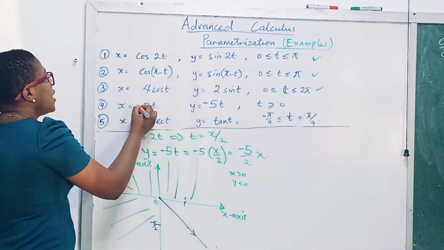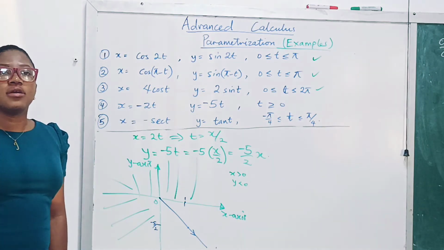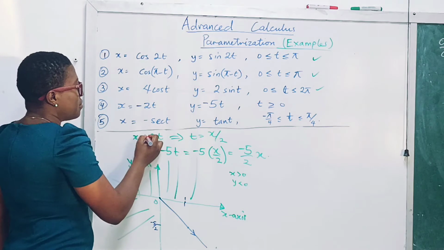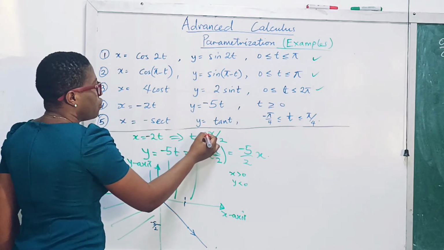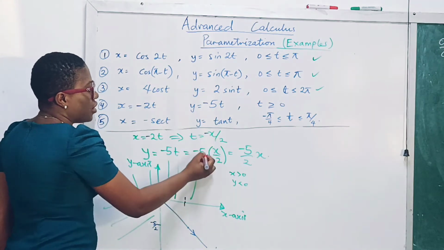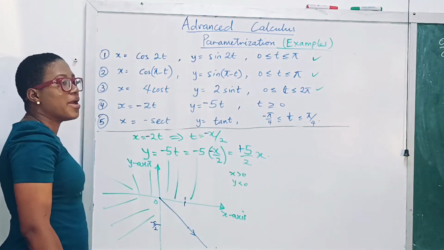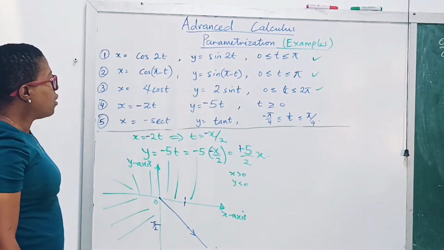Now, if both of them are negative, what will happen? This is minus now. This is going to be minus, right? And then this is going to be minus. And then this is going to be plus. And then we have, we move to third quadrant.